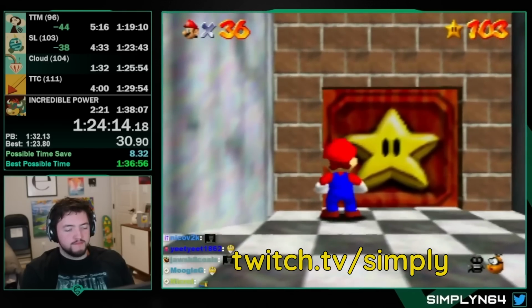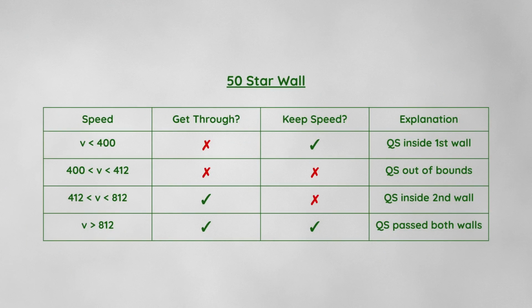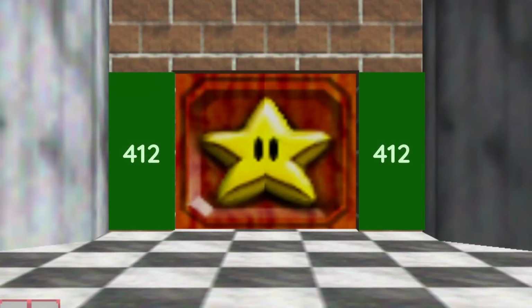Alright, well. Here's a summary of all this information. We don't really care which of these outcomes we get, as long as it's not this one. Also note that these speed values assume that we're starting the frame at the edge of the wall. If we're coming in from further away, the speed values will change. So we need 412 speed to get through the wall.